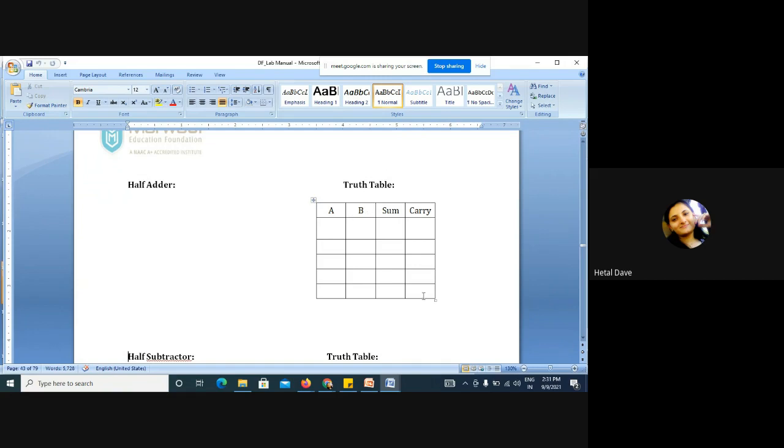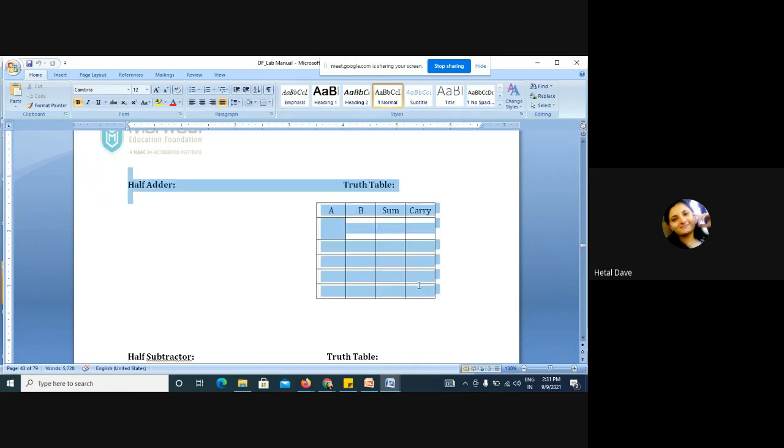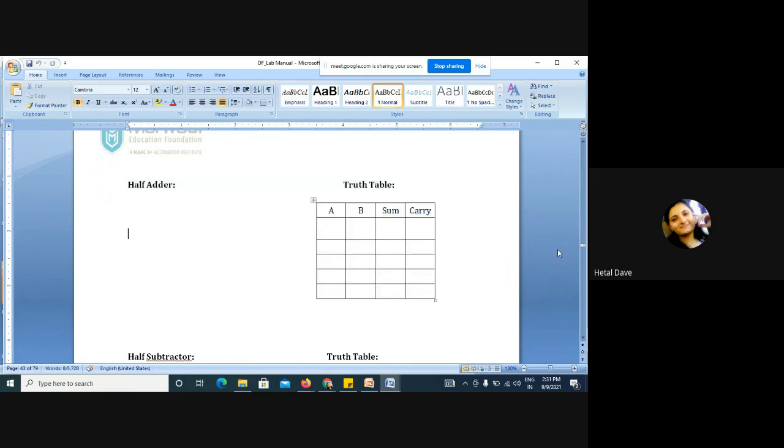Then the same for the truth table: remove this truth table from here, and paste the truth table you made in your book. Everything should be your own work. Don't enter this truth table manually. Take a photo from your book and paste it here.